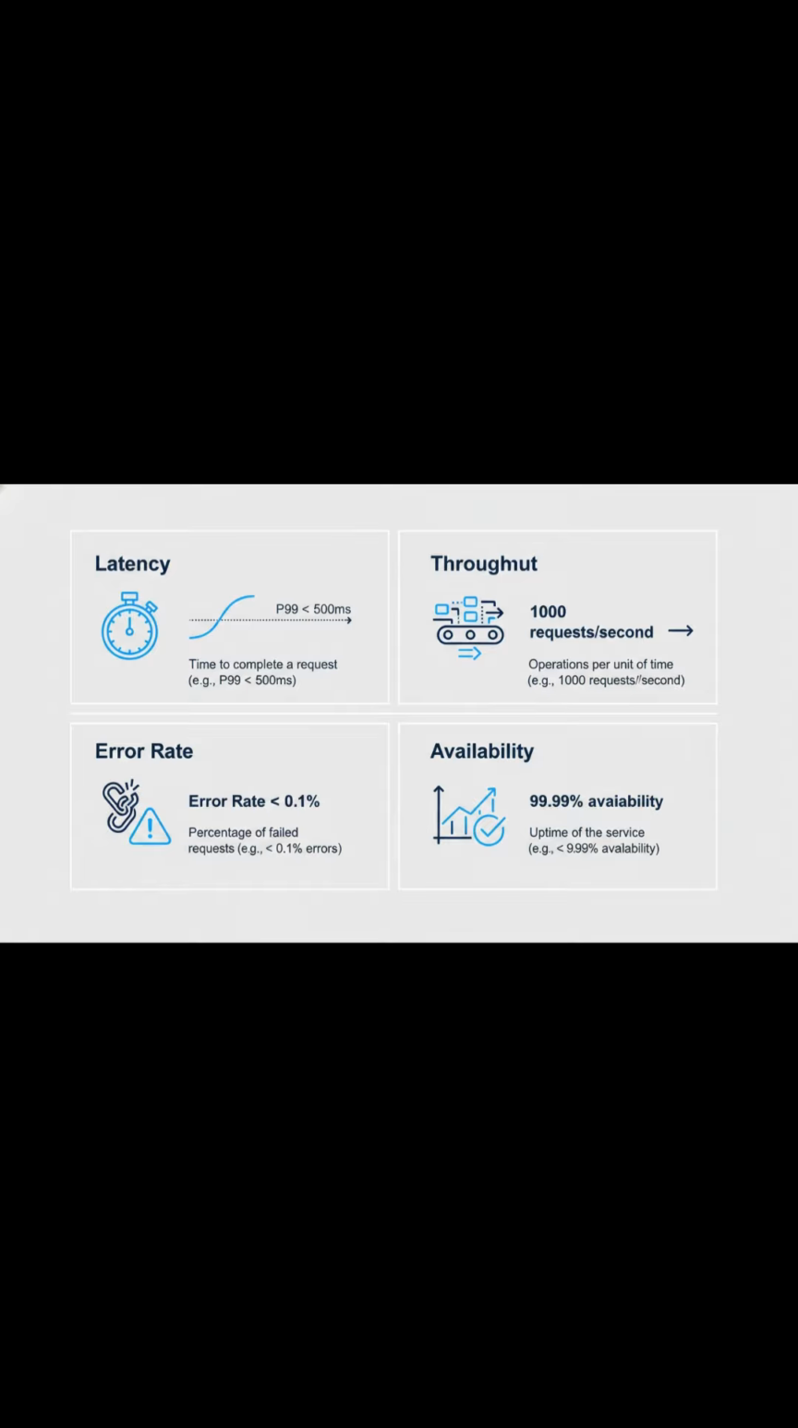Lastly, availability refers to the proportion of time a service is operational and capable of responding to requests. This is often expressed in nines, like 99.9% or 99.99% uptime. Each of these categories provides a distinct lens through which to evaluate a microservice's performance, and together they offer a comprehensive view of its health and reliability.